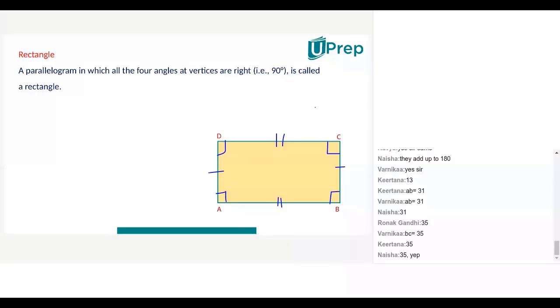So you can say like this: a parallelogram in which all four angles at the vertices are right angles, that means 90 degrees, is called a rectangle. But it should be a parallelogram. You keep it in mind. Or else you can say that the angle between the adjacent sides is 90 degrees and opposite sides are equal. That you can say. Okay, is that okay, guys?